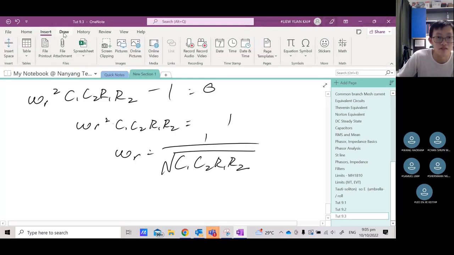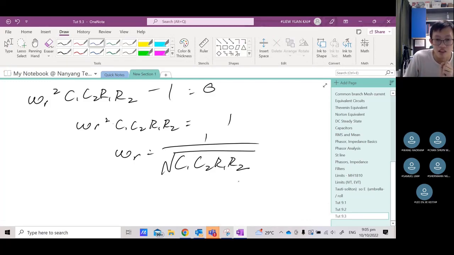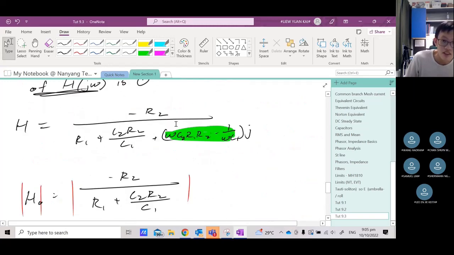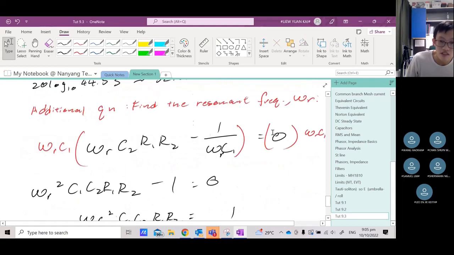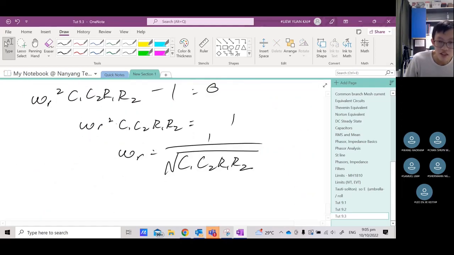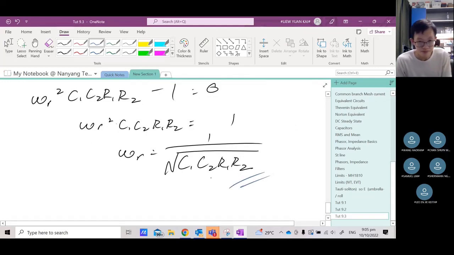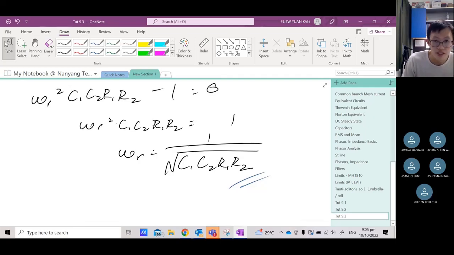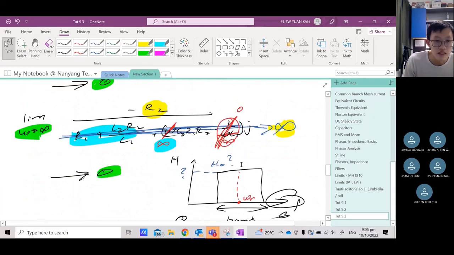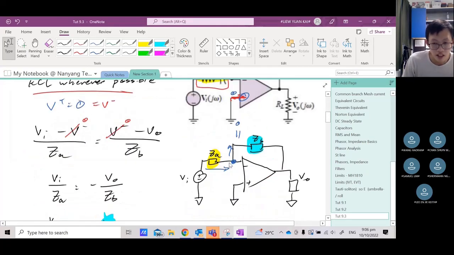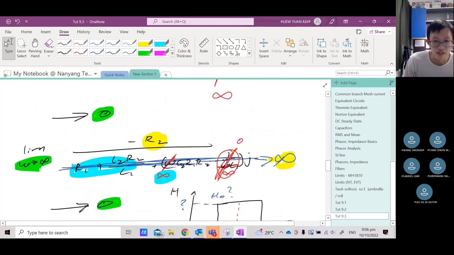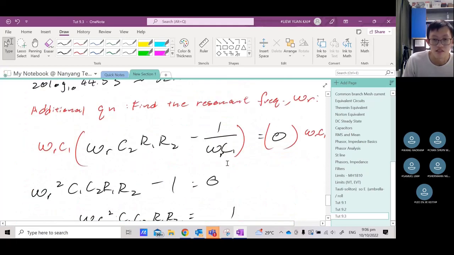If you're interested, you can sub in the values. But this is how you achieve the resonant frequency. Take the imaginary part of the H function, the transfer function, then equate it to 0 and solve for omega, and that will give you your resonant frequency. If you're interested, just sub in the values, but this is enough. They just asked for that, and I gave you all an additional question. It is important to know, so that's why I decided to bring it up here.